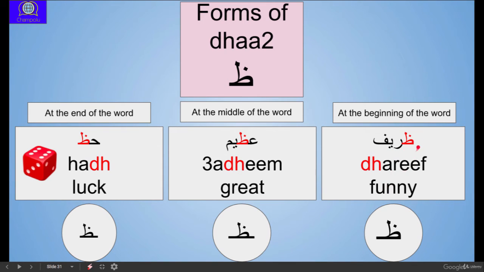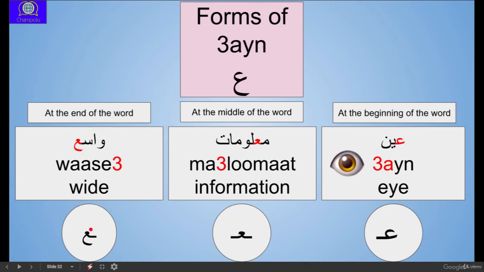You'll find that the letter ظاء, ظاء, occurs in the beginning of the word, so it takes the initial form. While for the word like عظيم, عظيم, you'll find that the letter ظاء occurs in the middle of the word, so it takes the medial form. While for the word like حظ, حظ, which means luck, you'll find that it occurs at the end of the word, so it takes the final form.